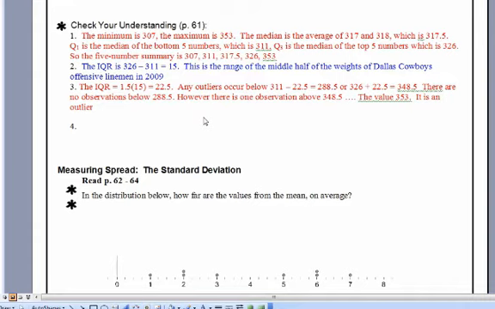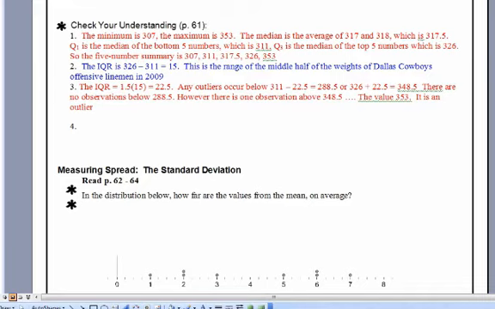Calculate the IQR and interpret this value in context. Okay, the IQR is, remember, Q3 minus Q1, and that's 15. This is the range of the middle half of the weights of the Dallas Cowboy offensive linemen in 2009.